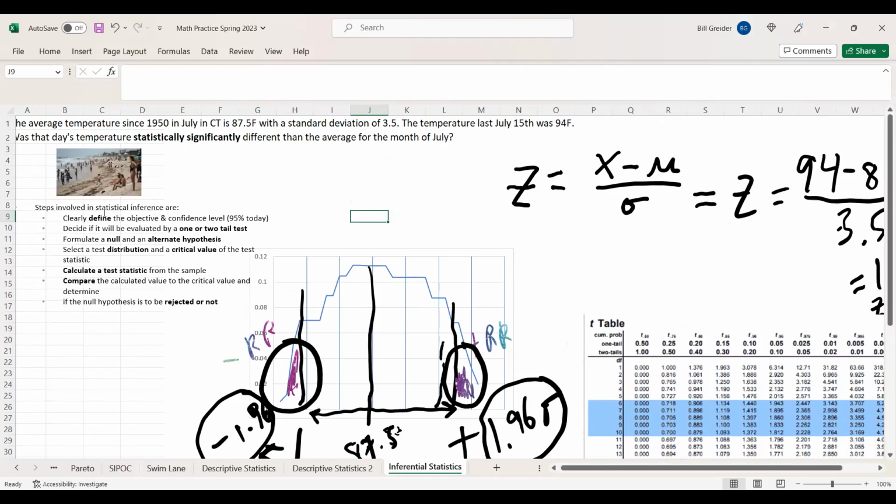Define the objective, confidence level. Is it a one or two-tailed test? Formulate the null and alternative hypothesis. Select the test. The hardest part is picking the right test distribution and critical value, and knowing the formula for the test statistic. But that's what we're going to work on a little bit with different data sets. We're going to look at a whole bunch of different things. Sound good? Simple as that.